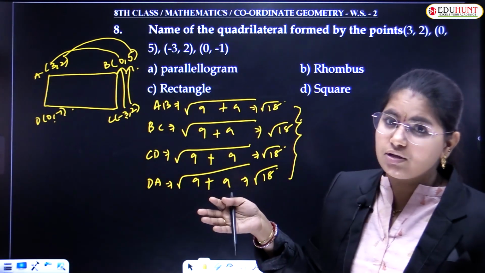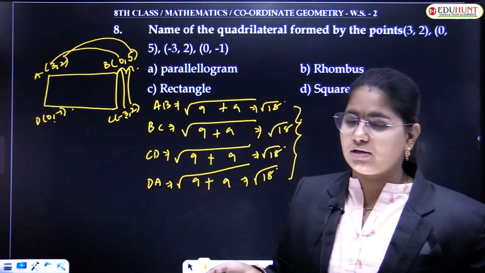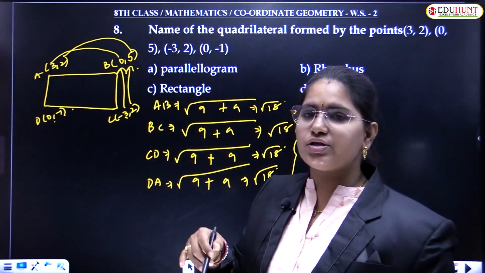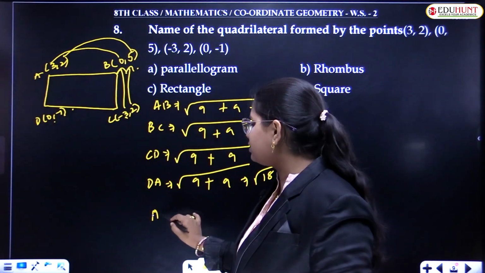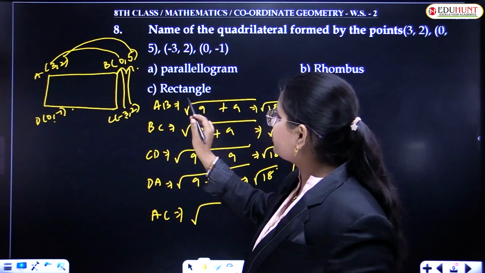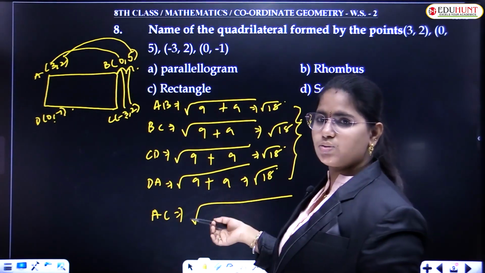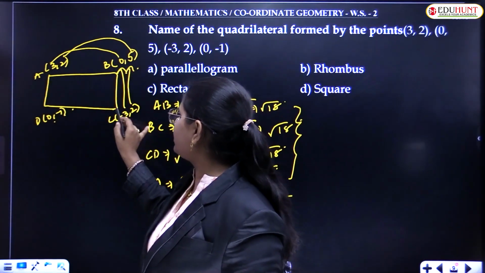Let's check with the diagonals too. In a rhombus also you'll get all sides equal, but up to this you cannot conclude what type of quadrilateral it is. You also check with the diagonals. So we will calculate the length of diagonal AC. What is AC? AC is minus 3 minus 3, which is minus 6 whole square. Minus 6 whole square is how much?